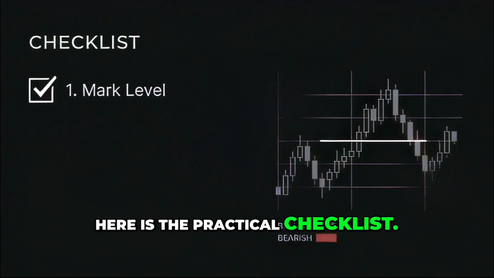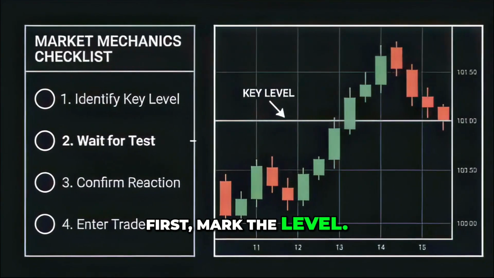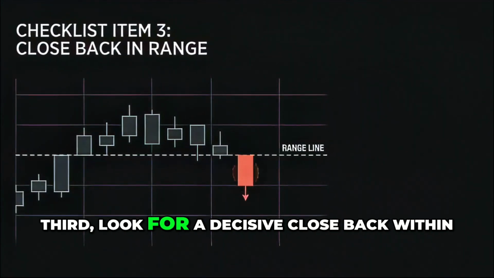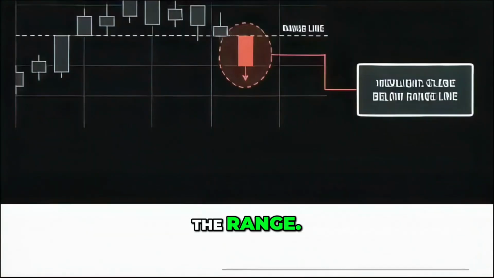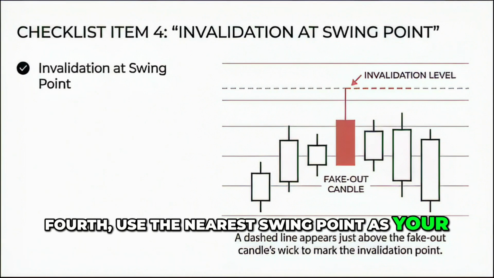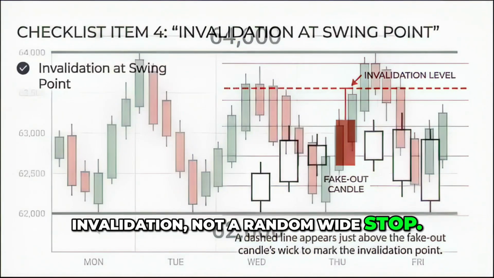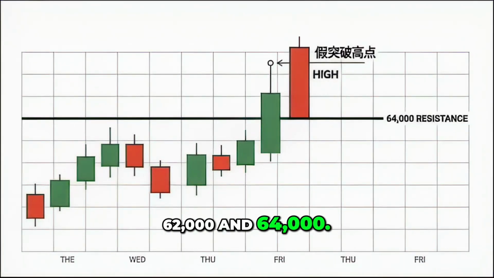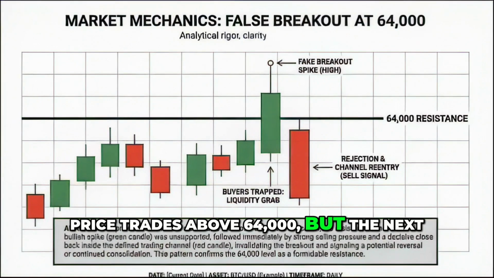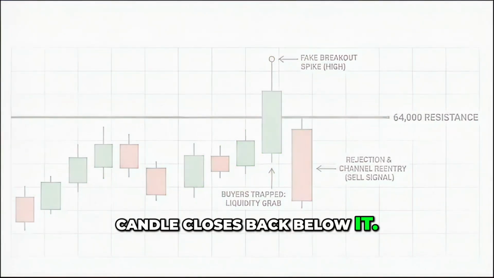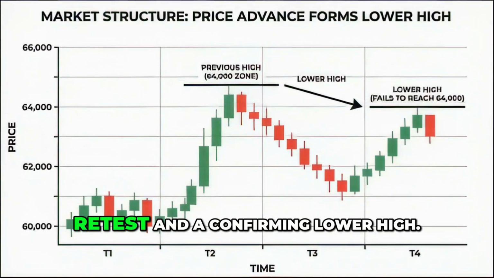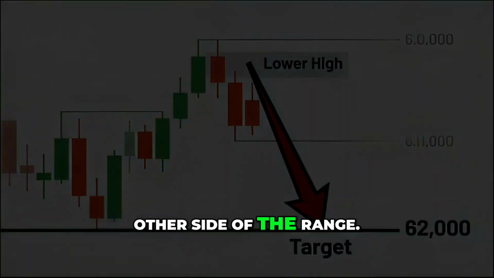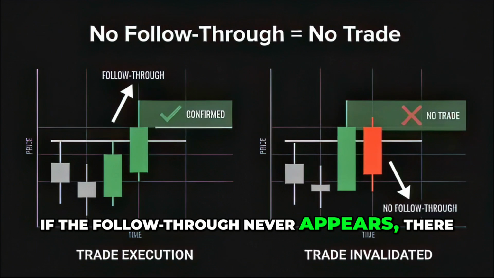Here is the practical checklist. First, mark the level. Second, wait for price to test or briefly move through it. Third, look for a decisive close back within the range. Fourth, use the nearest swing point as your invalidation, not a random wide stop. Say a crypto pair has been ranging between 62,000 and 64,000. Price trades above 64,000, but the next candle closes back below it. Rather than reacting instantly, wait for a retest and a confirming lower high. If the setup is clean, your target can be the other side of the range. If the follow-through never appears, there is no trade.